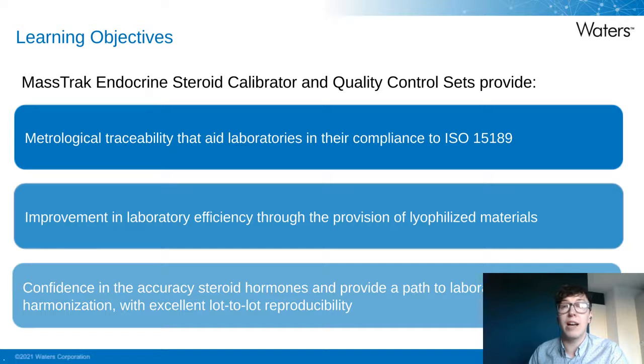Before I take you through the slides, I would like to highlight some key takeaways from this presentation. The MassTrak Endocrine Steroid Calibrator and QC sets provide metrological traceability that aid laboratories in their compliance to ISO 15189. They also provide improvements in laboratory efficiency through the provision of lyophilized materials. In addition, there is greater confidence in the accuracy of steroid hormone results, and this provides a pathway to laboratory method harmonization with excellent lot-to-lot reproducibility.